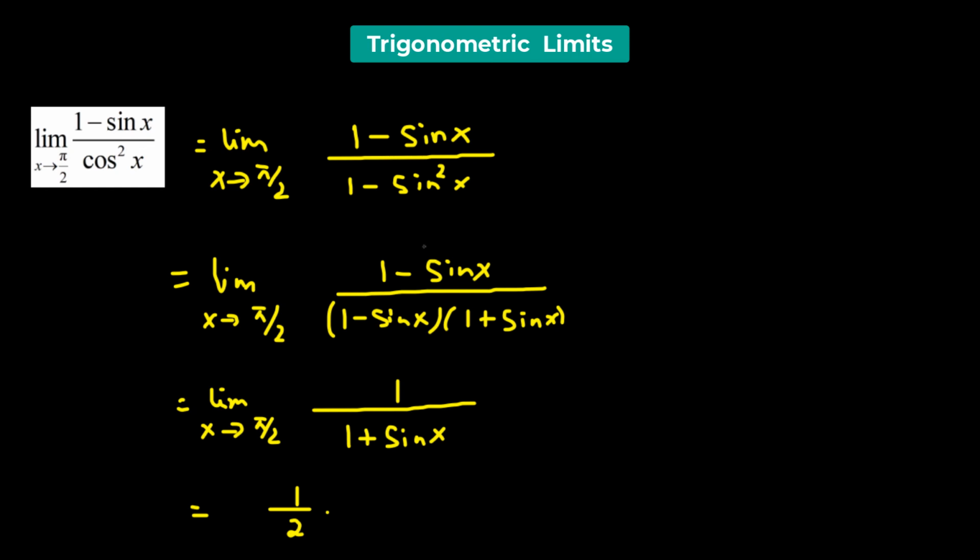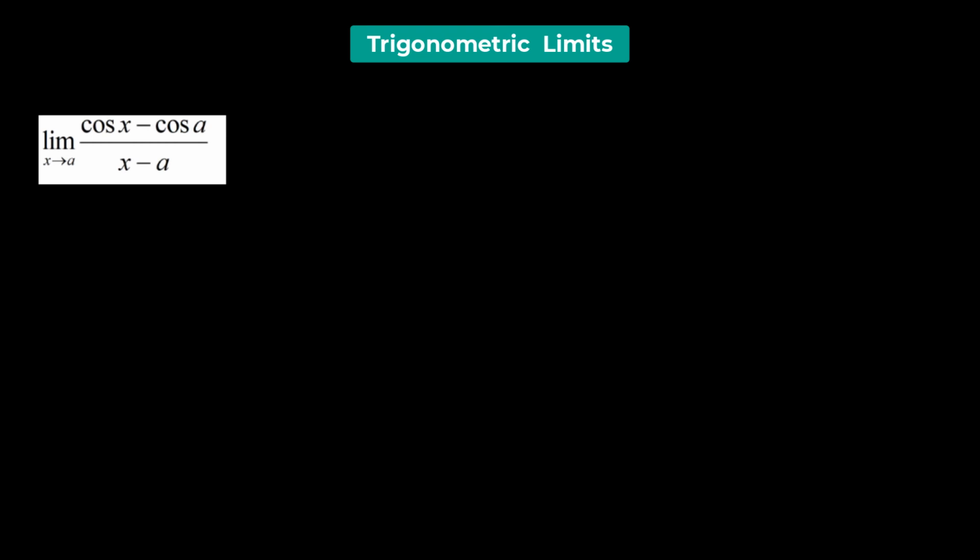Let us do another problem. So we have the function given by cos of x minus cos of a divided by x minus a. We have limit x going to a. Now when we substitute for the value of x, we have cosine of a minus cosine of a, which is going to give us 0 in the numerator, and we have a minus a in the denominator, so that's also going to give us a 0. So that means we have a 0 over 0 indeterminate form.